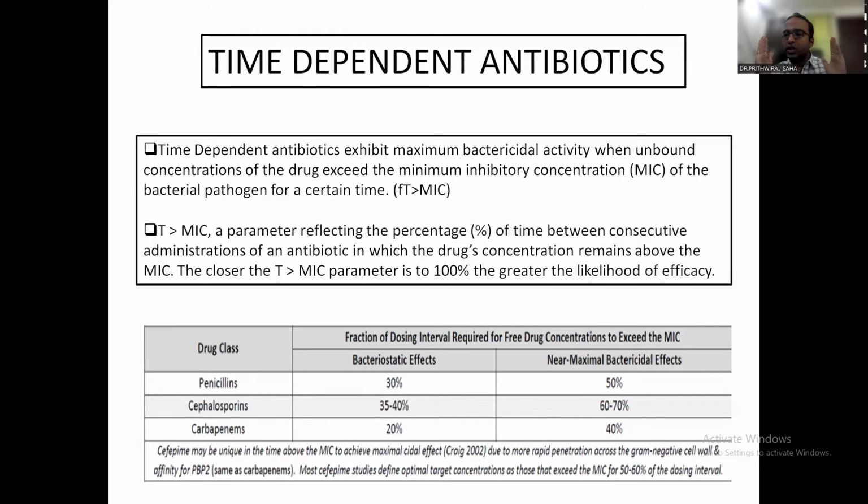It means if you are giving any drug BD, like ceftriaxone BD, then for cephalosporin, in these 12 hours, the drug should remain above MIC for 7 hours. So this is the concept of T percentage greater than MIC.